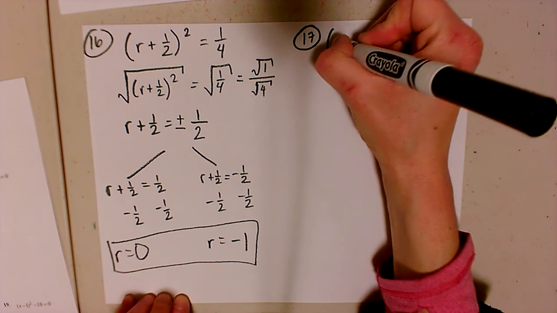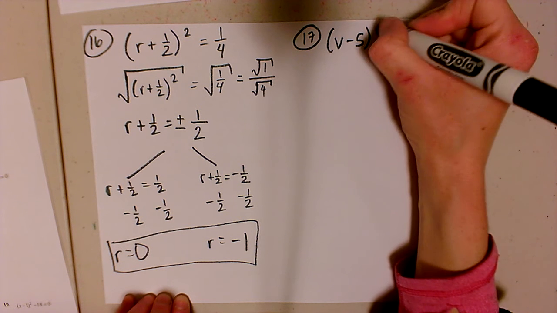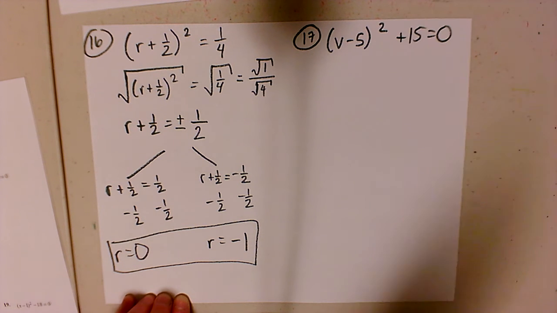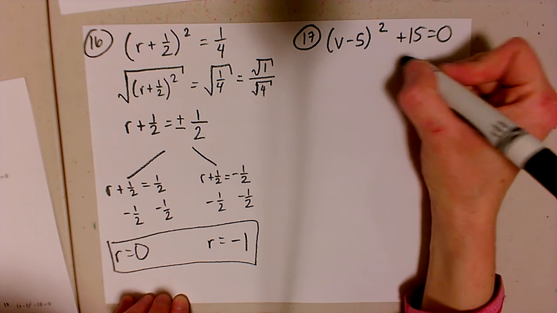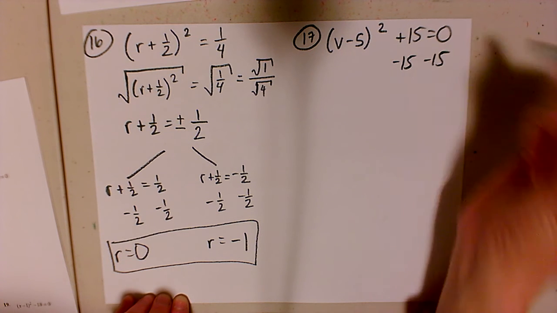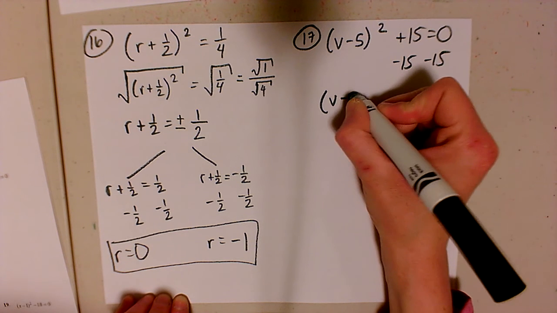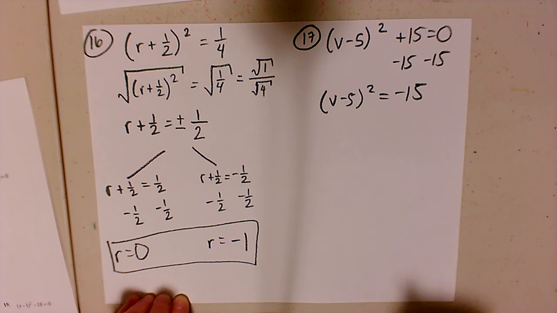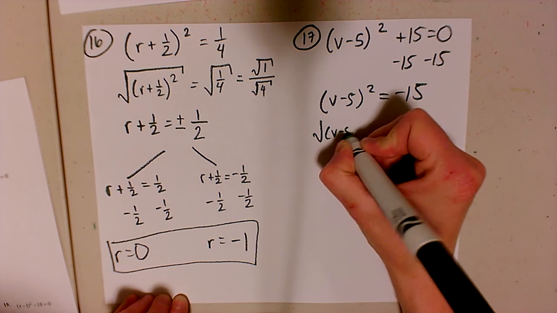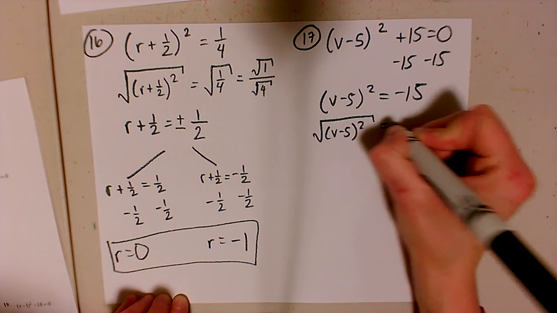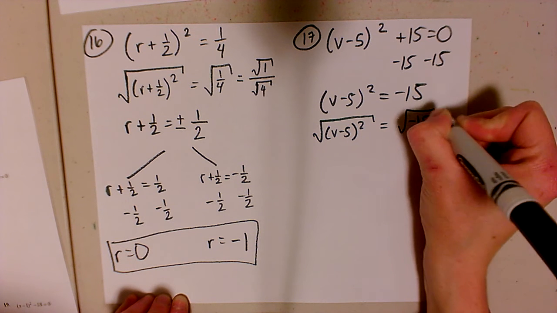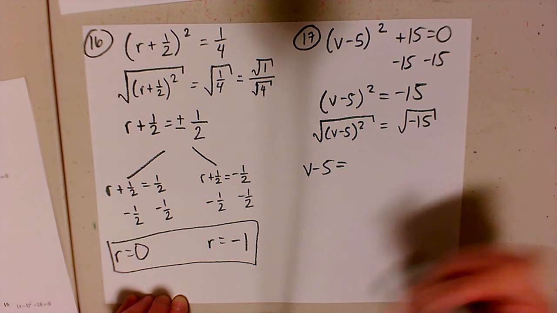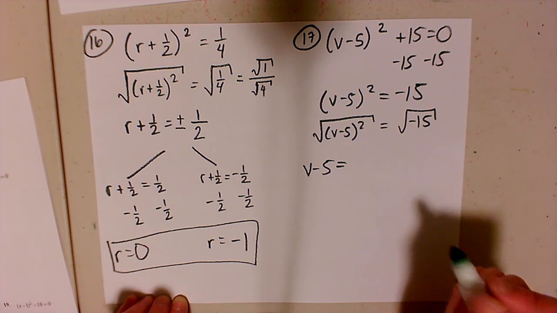For 17, we have v minus 5, the whole thing squared, plus 15 is 0. Okay, so we can subtract 15 from both sides, and now I have v minus 5, the whole thing squared, is negative 15. Let's go ahead and take the square root of both sides. Okay, so on the left, my square root is just going to be v minus 5, so I get rid of my parentheses and my square root.